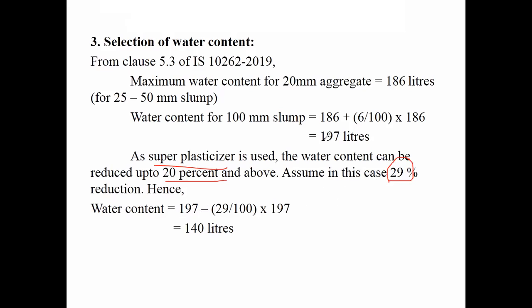So I have to reduce the water content. This is your obtained water content, right? This 197 liters will be reduced because of the superplasticizers, by 29%. It's a simple calculation, and I get the water content as 140 liters. Isn't it clear?